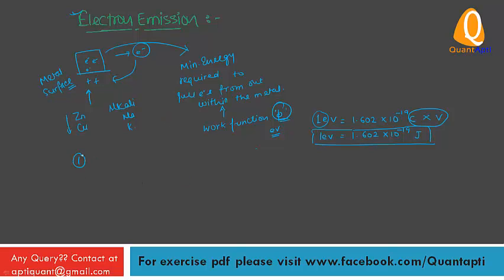The first one is thermal emission. Thermal emission means that by suitably heating, sufficient thermal energy can be imparted to the free electrons to enable them to come out of the metal. The second one is field emission, like electric field, magnetic field, by applying a very strong electric field to the metal surface. And the third one is photoelectric emission.